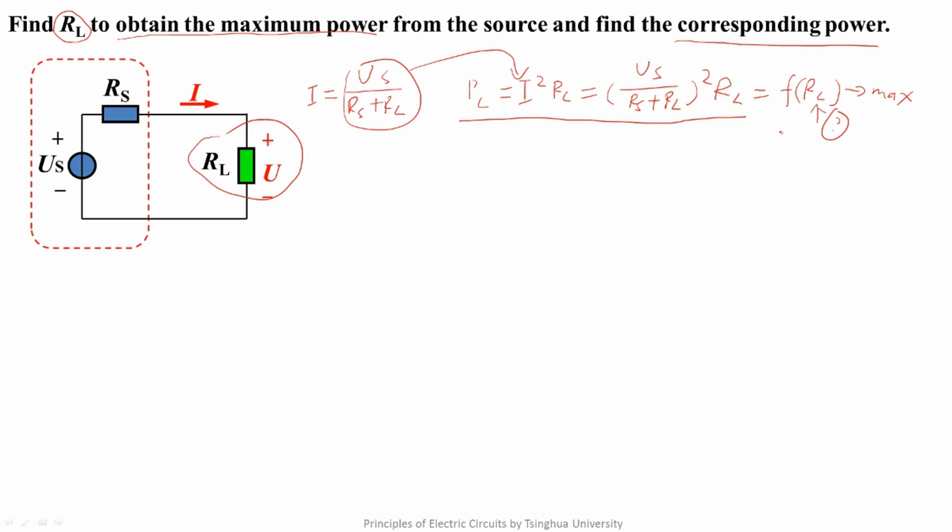This is a problem of calculus. We can use calculus knowledge to solve it. We can find out with some deduction that dPL/dRL equals US squared times RS minus RL over RS plus RL squared. It is equal to 0 when RL equals RS, which is a necessary condition for the function to obtain the extreme value.